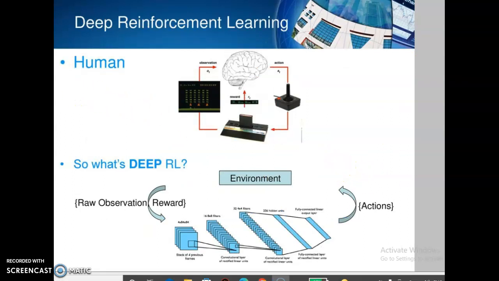Deep reinforcement learning. Human: action, reward, observation. Action, reward, observation, it is happening in humans. So what is deep reinforcement learning? Environment, raw observation, reward, then actions, then environment and raw observation, reward. Here reinforcement learning is happening.